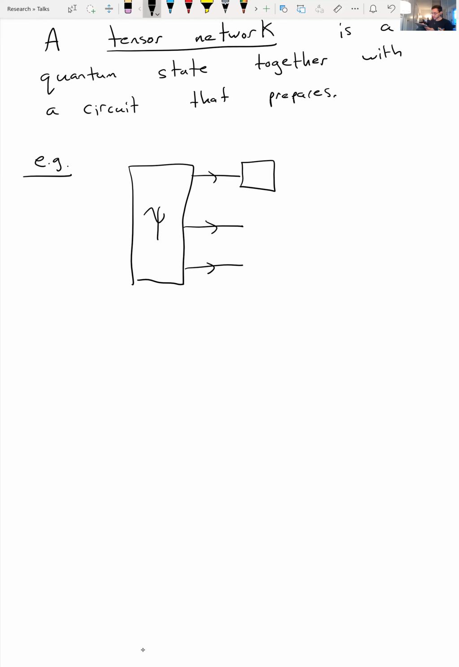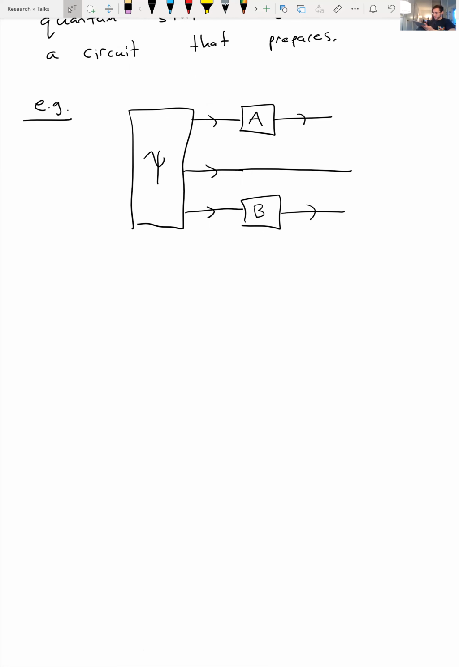And then I'm going to apply a unitary A to the first qubit, apply the identity to the second qubit, and apply a unitary B to the third qubit. So this is an example of a quantum circuit, and it's also what I would call a tensor network for the state A tensor the identity tensor B, acting on psi.